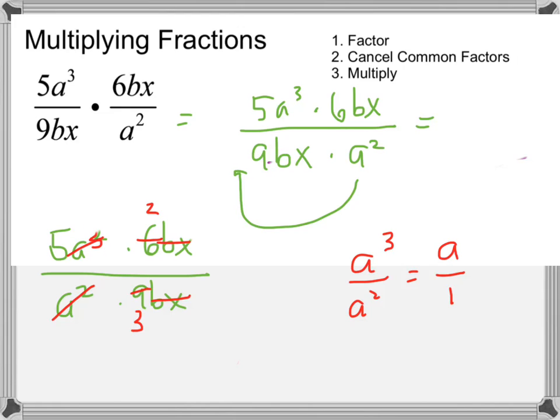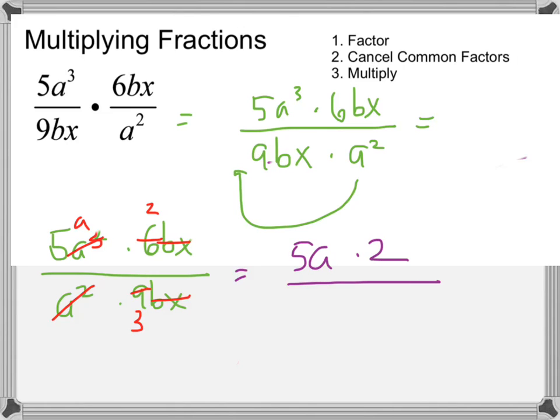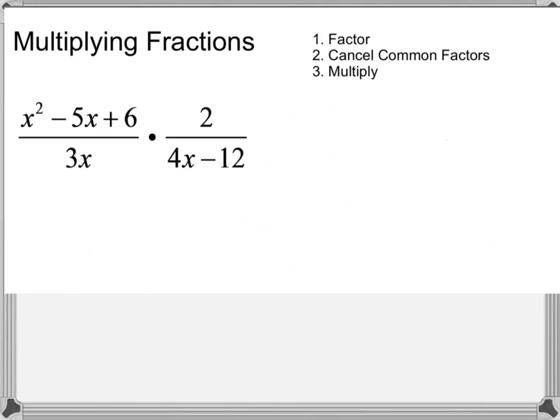So let me just rewrite that. So what I'm really multiplying is, what I'm left with is 5a times 2 over 3. So that's just 10a over 3. Okay, and that's in simplified form. Because you simplified before you multiplied, what you get is in simplified form already. Okay, let's try another one.